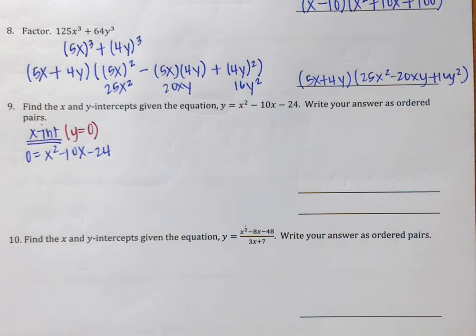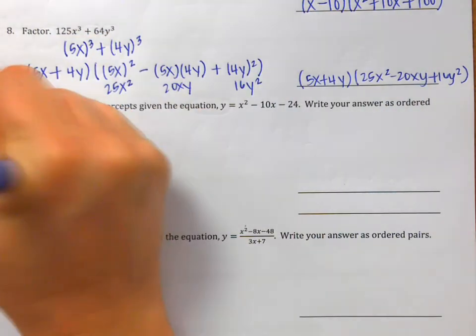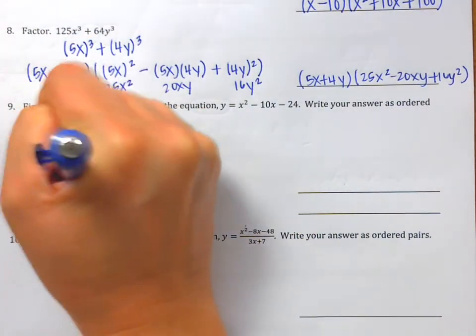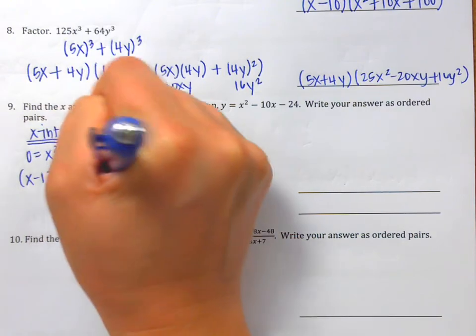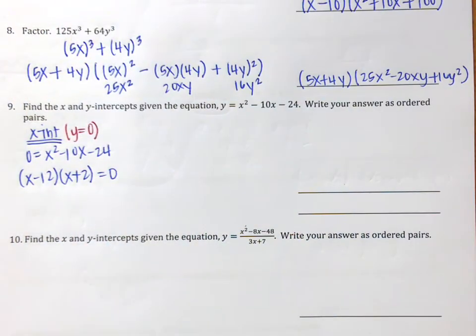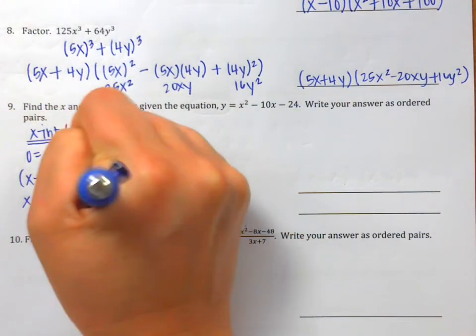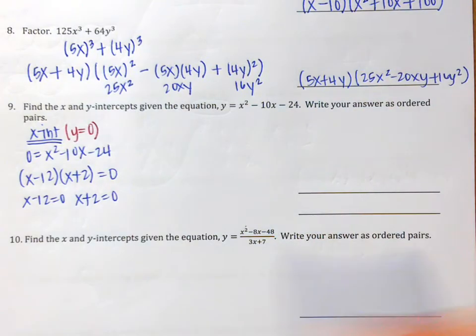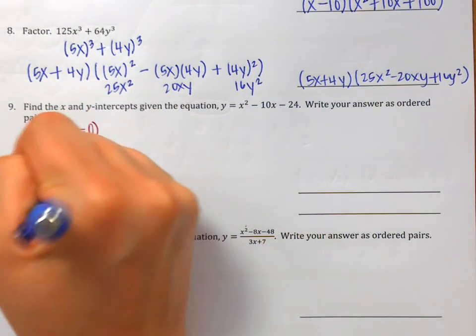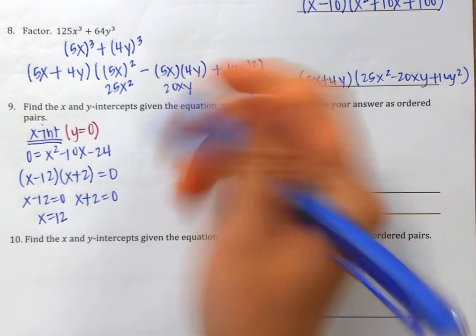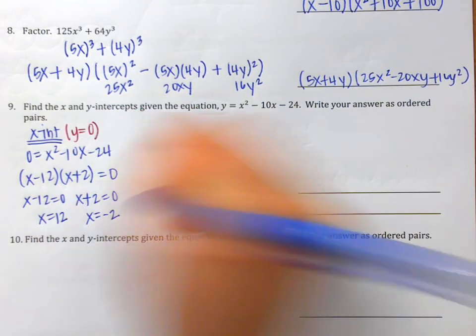So I'm thinking, what two numbers multiply together to get me negative 24 and add to get me negative 10? That would be negative 12 and positive 2. So I'm actually going to move that over. So x minus 12 and x plus 2, and then the 0. I'm just moving the 0 to the other side. And now that it's completely factored, I can set each factor equal to 0 and solve for x. So move the 12 over, that becomes x equals 12. Move the 2 over, that becomes x equals negative 2.